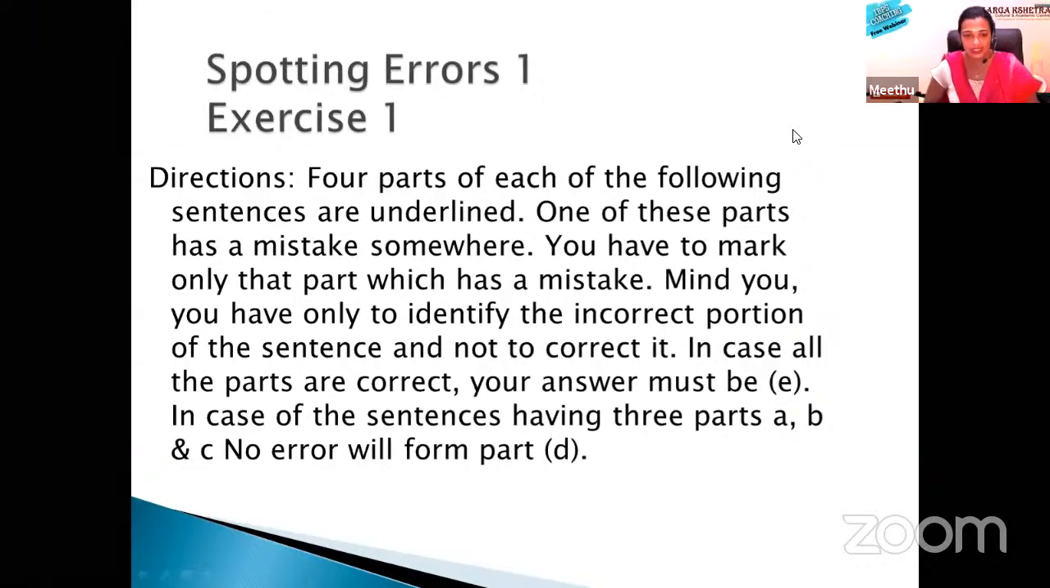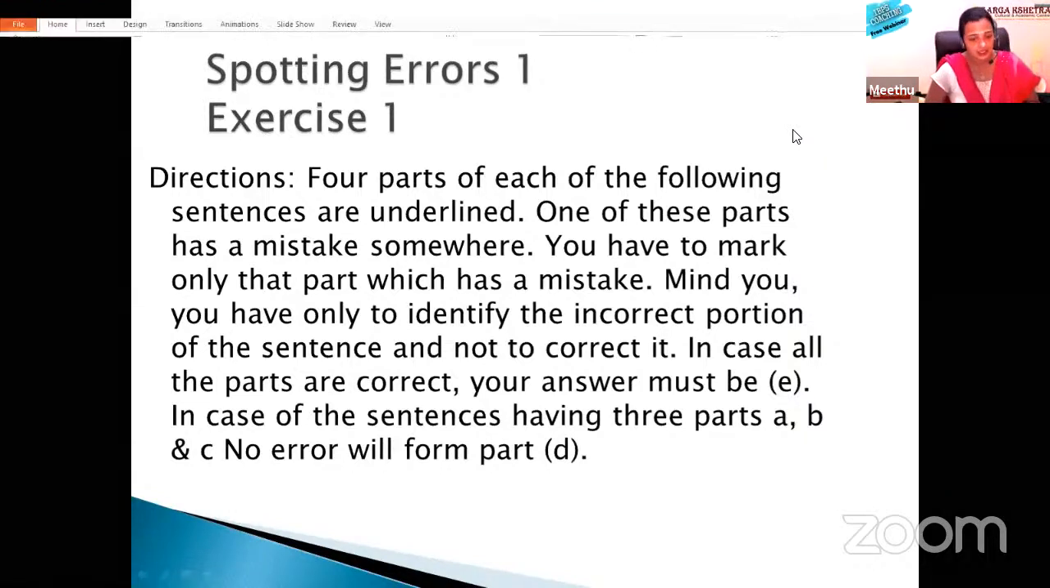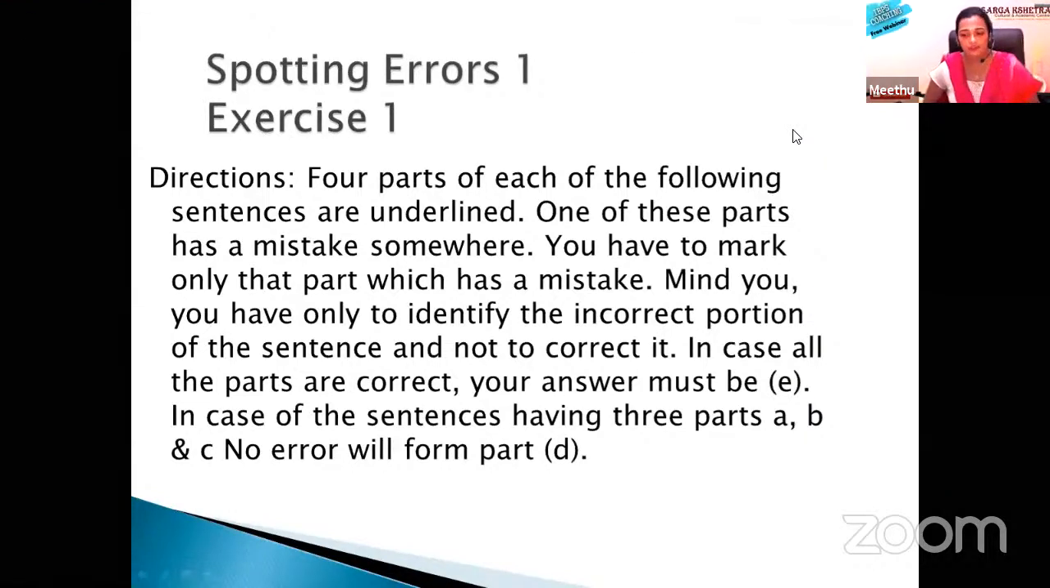So the first pattern is spotting the errors. Spotting the errors, exercise 1. If you have any doubt, please send a message in my chat box. No problem. Feel free to ask any kind of doubts.